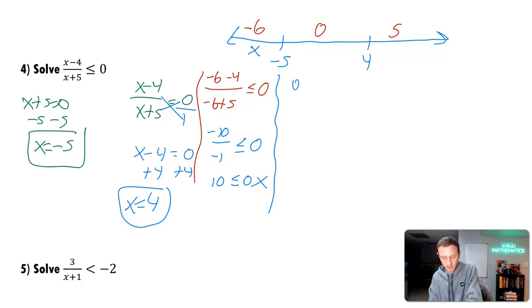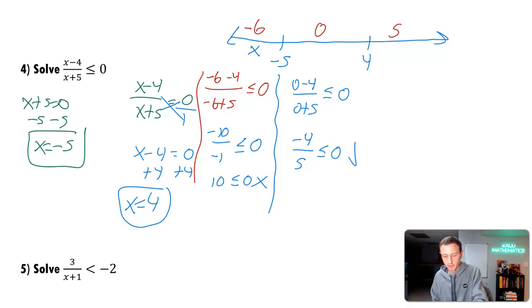Next one, 0. So 0 minus 4 over 0 plus 5 less than or equal to 0. So 0 minus 4 is a -4. 0 plus 5 is a +5, less than or equal to 0. Yes, that is negative. Negative is less than or equal to 0. So that's going to work. So any number in that region will work.